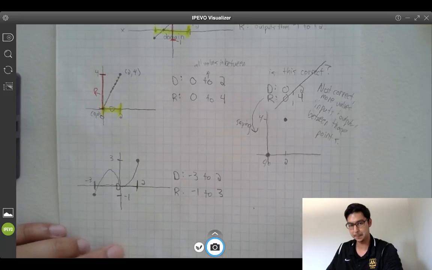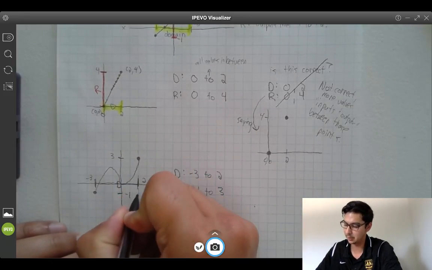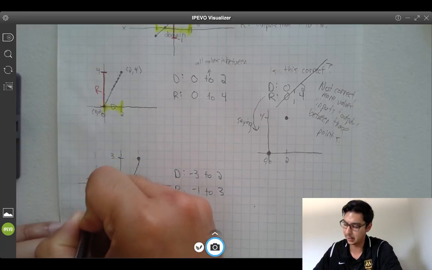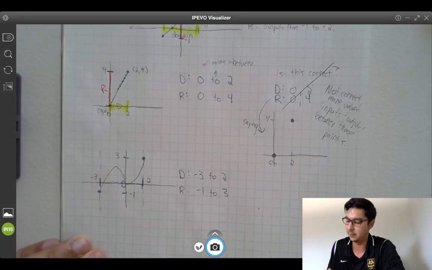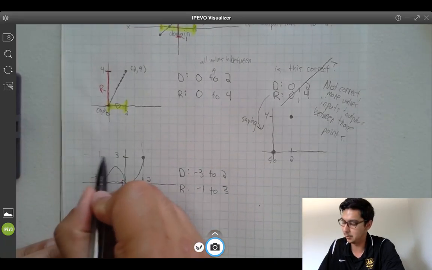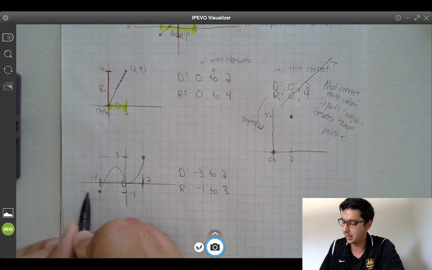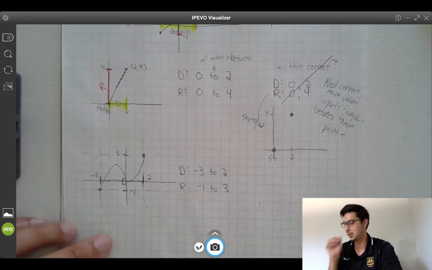Okay. Yeah, you might want to think about it as like a fence. Like your domain and range should box this graph in. So at -3, notice that there's nothing over to the left of -3, and at 2, the graph doesn't go past this. And at the top, that's the highest and that's the bottom. So it's like this box you're making around it.